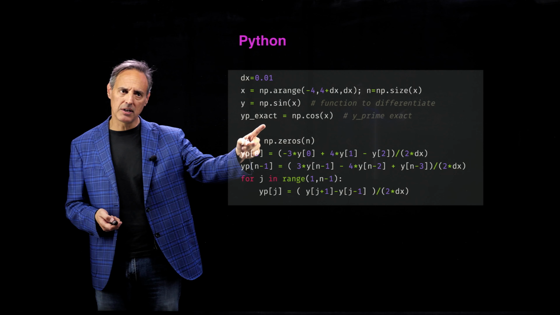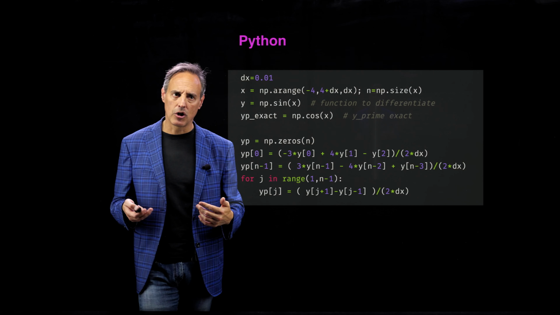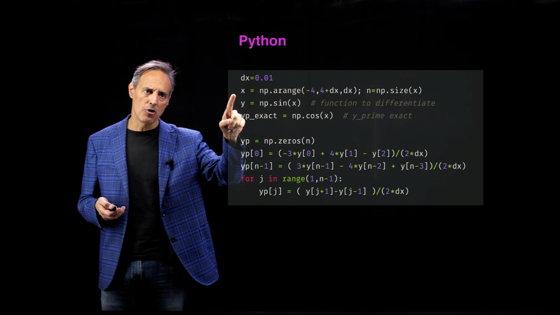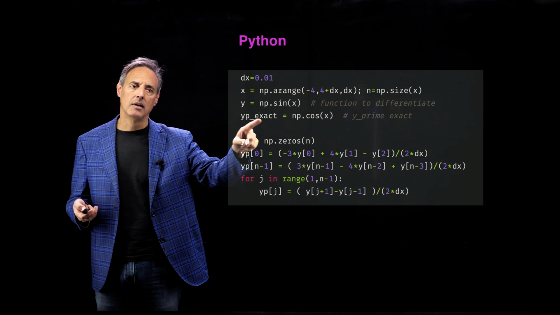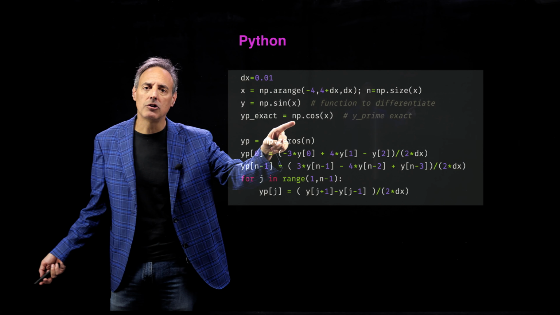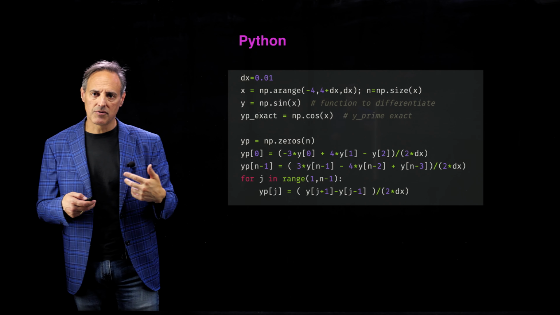By the way, we know what the exact answer is. It's supposed to be a cosine. So if I differentiate sine, I get a cosine. So I'm going to take this and numerically differentiate y over the interval x. And I can compare it directly to the known answer, which is the cosine. So it's a good sanity check.